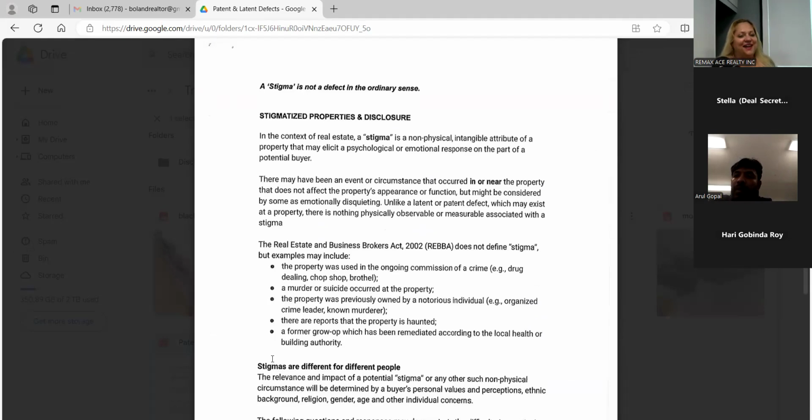A stigma, in the context of real estate, is a non-physical, intangible attribute of a property that may elicit a psychological or emotional response. So that's really open-ended. That's a hard one to do. So, for instance, if somebody has died in the property, you know how we ask if somebody's died in the property, that's a stigma. If the general consensus, like maybe the whole street, says it's been abandoned for a while and everyone says that's a ghost house, that's a stigma on the property. If there's been criminal activity, say it was a grow-op and it was busted and all the police were there, that is a stigma on the property.